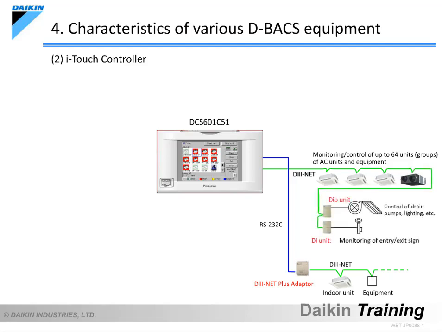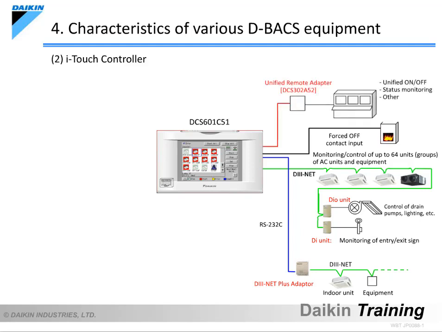Use of an optional digital input or digital input-output unit enables the ITouch controller to manage the on-off operation of other building equipment besides the air conditioning system, such as pumps and lighting, as well as control the air conditioning units upon receiving a signal from an external device. When an off signal is sent to the built-in forced-off input port from, for example, the fire detection equipment, the ITouch controller shuts down all the indoor units connected to it. If the optional unified remote adapter is used, the indoor units connected to the ITouch controller can be turned on and off collectively by and monitored from the air conditioning management system.